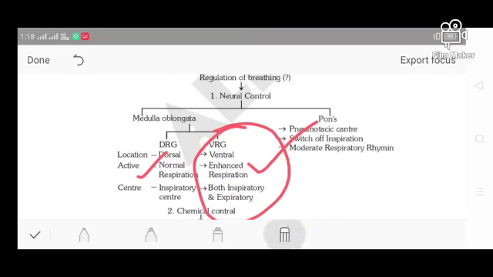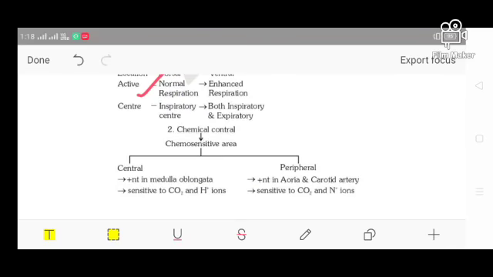Okay, generally this is the idea. In our next class we are going to discuss the next topic.